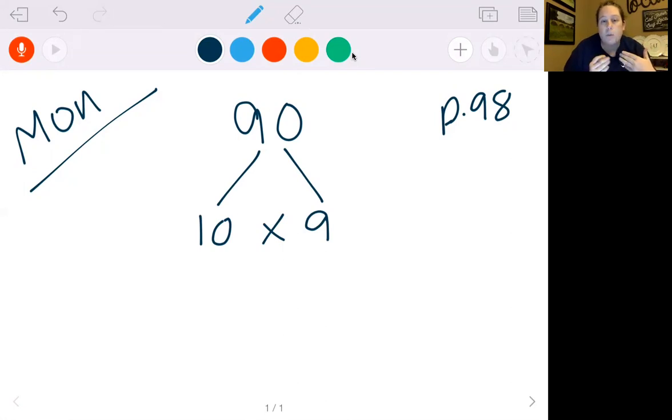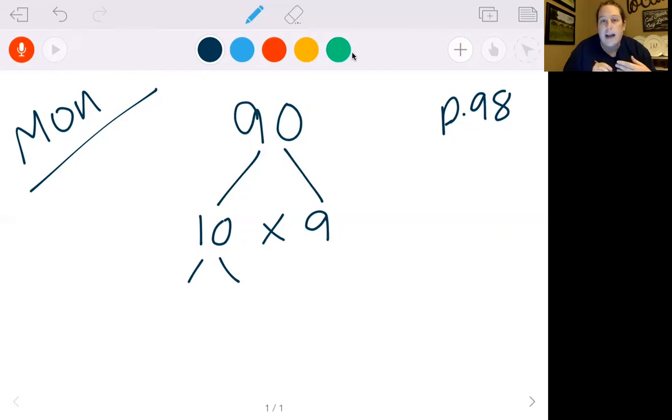And you have to know what a prime number is. A prime number is a number that you can only get to by multiplying that number by itself and 1, like 2 or 3 or 5. I can only do 5 times 1 to get to 5. I can only do 3 times 1 to get to 3. And I can only do 2 times 1 to get to 2. However, 10, I can do 5 times 2 or 10 times 1.